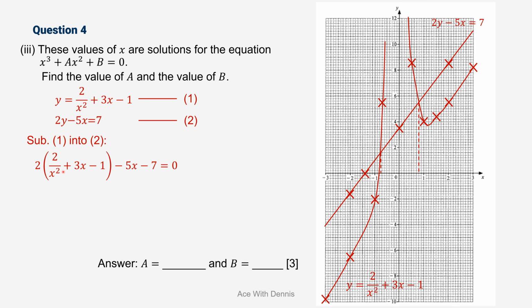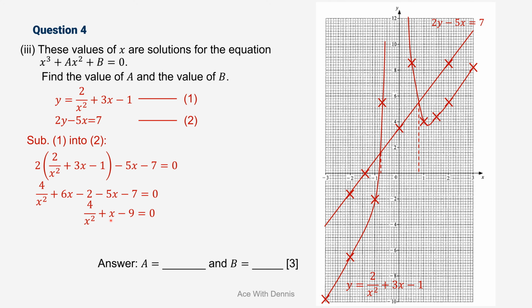Okay, so once I reach this step, I will just expand the brackets, simplify, and rearrange the equation so that it will be in the form of x cubed plus ax squared plus b equals 0. I will compare it with this equation to get the value of a and b. So let's expand. I'll get 4x squared plus 6x minus 2 minus 5x minus 7 equals 0. So simplify, because minus 2 minus 7 I get negative 9, and 6x minus 5x I get x.